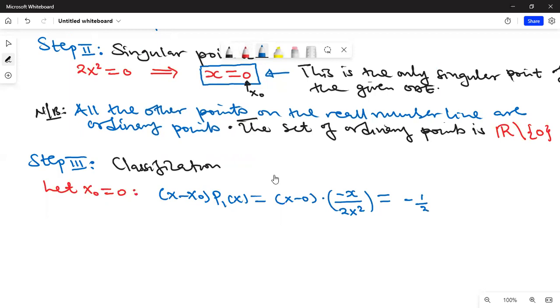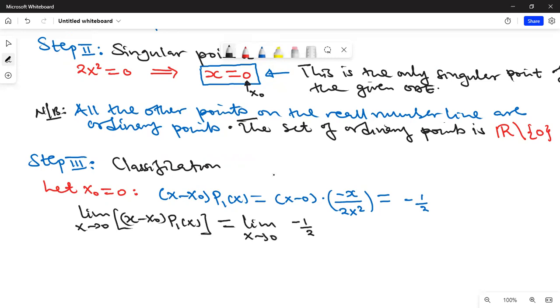So you need now to find the limit as x approaches x naught of x minus x naught times p1 of x. So that is the same as limit as x approaches 0 of what we got, negative 1 over 2. And you see, limit of a constant is the same constant. So that's negative 1 over 2. That means the limit exists.